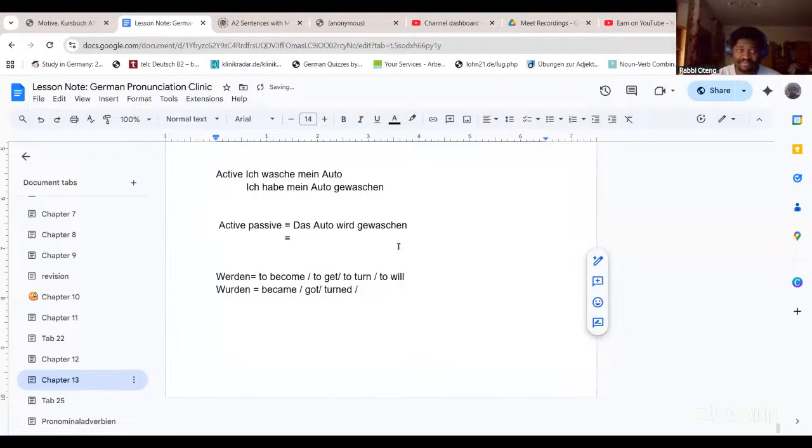Okay. Then the present perfect is formed with sein. It's formed with sein. Ist so-and-so geworden. Or ist so-and-so plus verb plus worden.